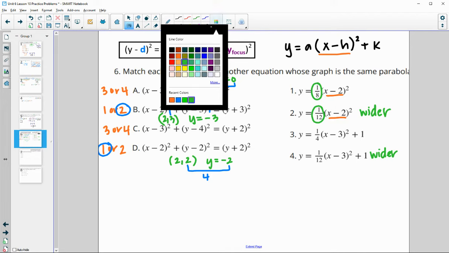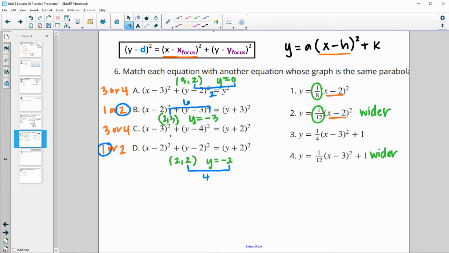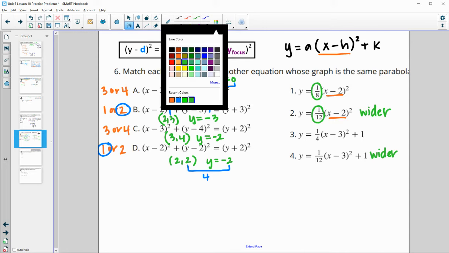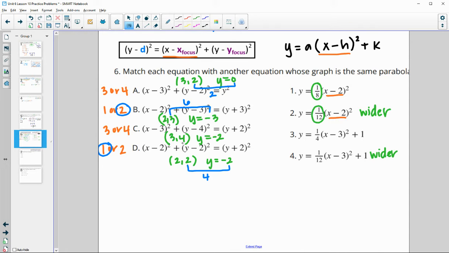Here we have a focus of (3, 4), and we have a directrix of y equals -2. So the directrix and focus are 6 units apart. So this is our wider one. So this is number 4, the wider one. And then this would be number 3, the less wide one. So that's one way that you can match those up.